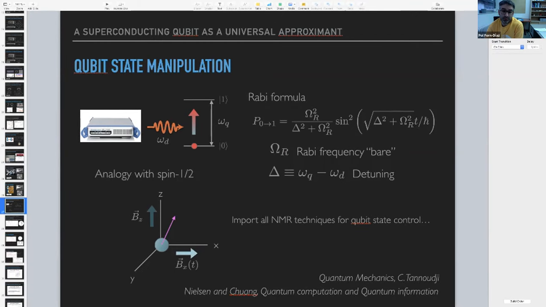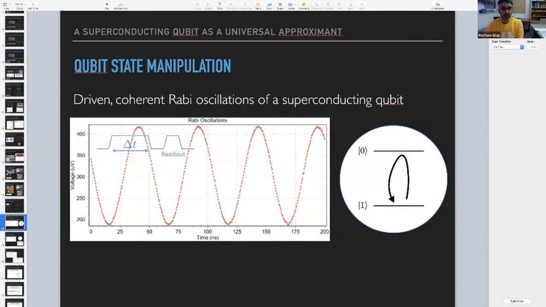So this problem is 100% analogous to the spin 1/2 in a magnetic field, polarized in the Z axis, and having a weak oscillating field in the X axis. In which case the spin starts to precess around this external transverse field. And so this is essentially the problem of nuclear magnetic resonance. And you can import all the nuclear magnetic resonance techniques for controlling the qubit state.